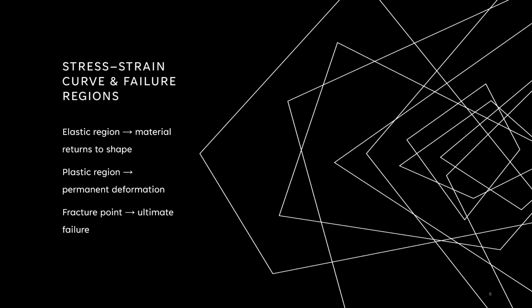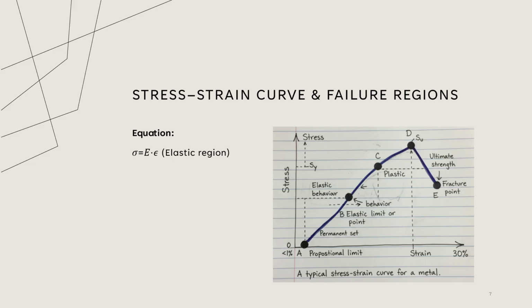So here is the stress and strain curve and failure regions of a graph. The elastic region is where the material can return to shape. When it exceeds that region, it becomes a plastic region, where there is permanent deformation. And then after that, if you follow along the curve, the fracture point is the ultimate failure.